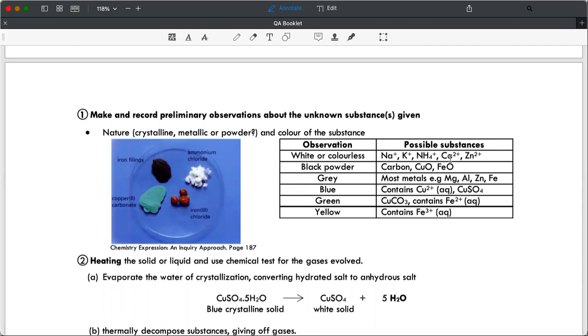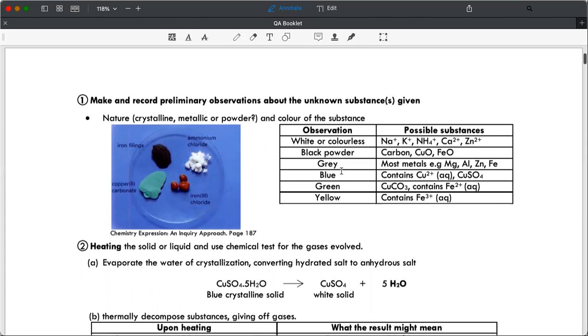So these are the possible substances, which come mainly from group 1 and group 2 metal ions, as well as ammonium and zinc ions. If you observe a black powder, it could either be carbon, copper(II) oxide, or iron(II) oxide. A gray solid will be mostly metals, but not copper. Copper metal is not gray. Copper is reddish brown or pink.